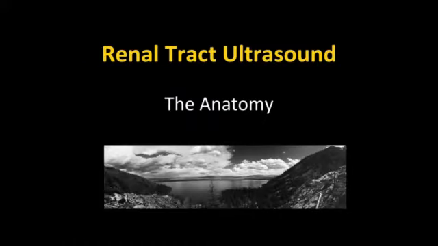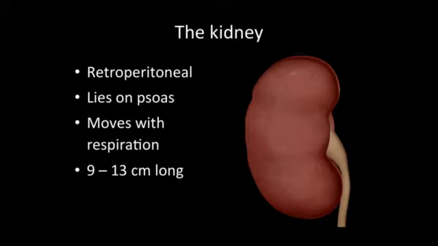So let's think about it. Kidneys, ureters, and bladder. The kidney is a retroperitoneal organ. There's one on either side. It lies on the body of psoas and it moves with respiration. So it moves down when you breathe in, moves up when you breathe out, and it's usually 9 to 13 centimeters long. In longitudinal section, you can see that it's got a cortex, it's got medullary pyramids, there's a sinus which surrounds the collecting system and the ureter.